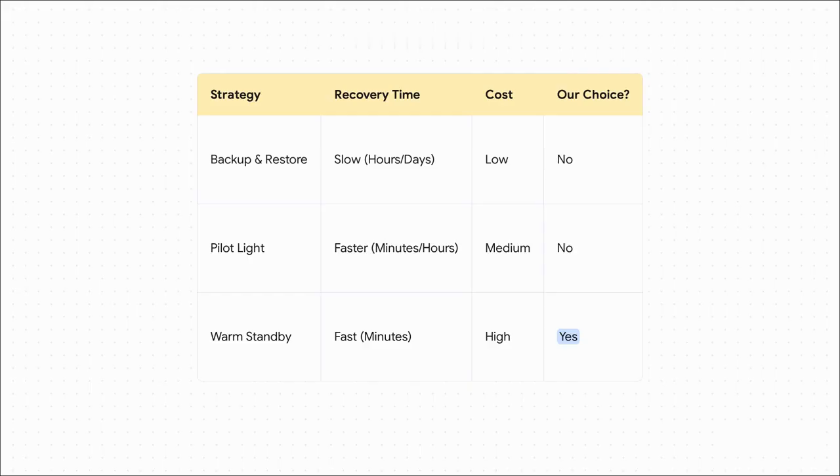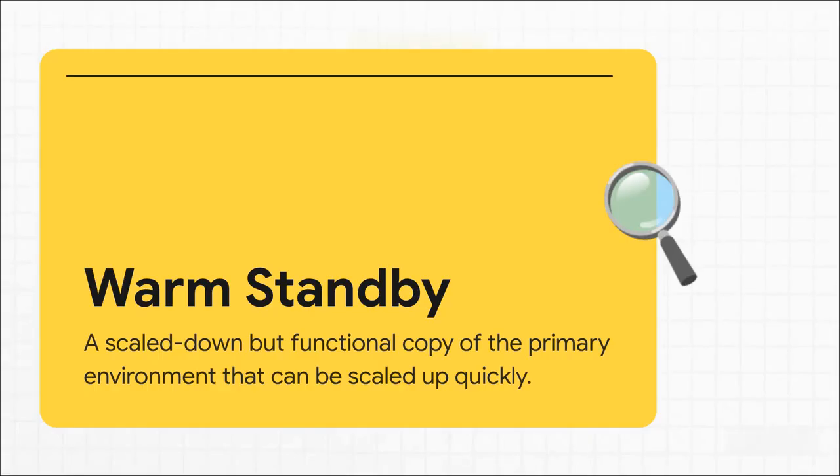Pilot Light? It's faster, getting warmer, but it was still cutting it a little too close for comfort. To confidently hit both of our aggressive targets, there was really only one choice, the warm standby pattern. It's more expensive for sure, but it was the only option that gave us the speed we needed. So what is a warm standby?